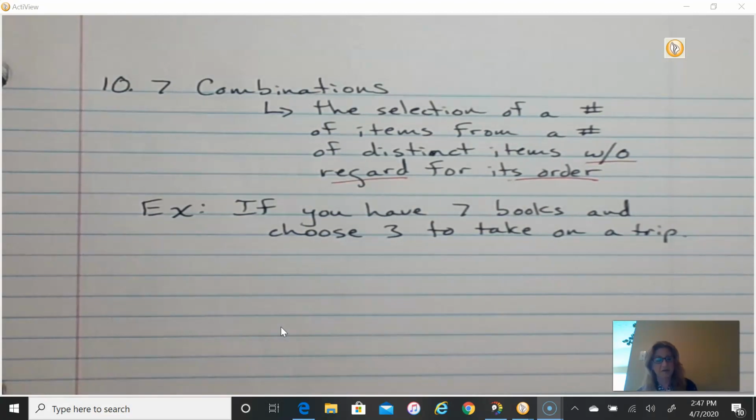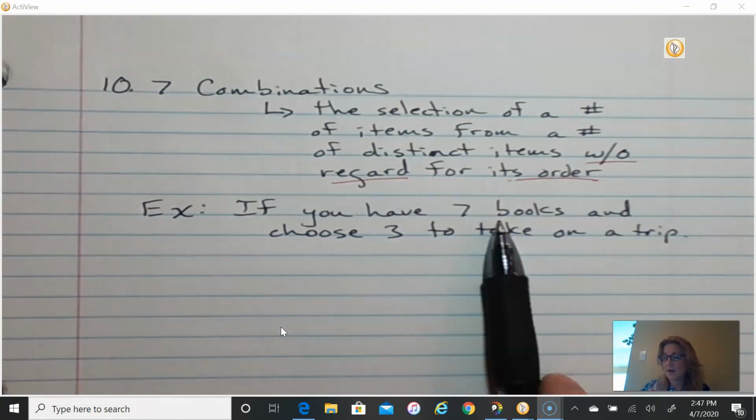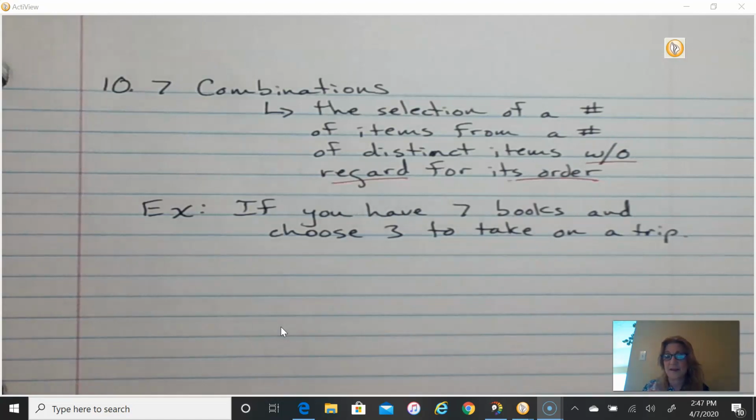Like, remember I was telling you yesterday that permutation would be kind of like me saying I need to line y'all up in ABC order or according to height. So order did matter with permutation. With combinations, it doesn't matter. You have 7 books and can choose 3, 4 to take on a trip. It's random. That's a good word for it, random. So combinations are more random, and there's no order, where permutations there is order. Okay, so let's move on.